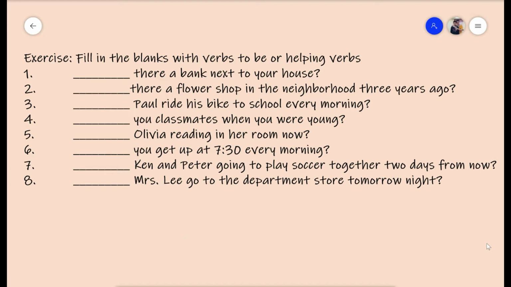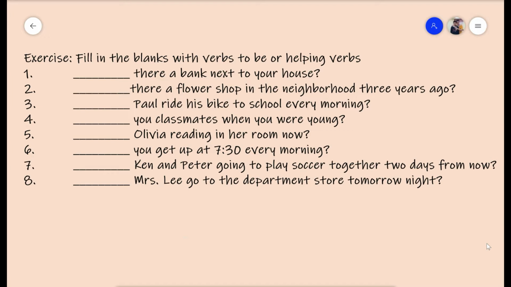We have learned 4 tenses so far: the present simple, the past simple, the future simple, and the present continuous tense. And I'm pretty sure that you guys are very familiar with the verbs to be and the helping verbs in these tenses, so I'm not going to explain them again. Instead, I'm going to teach you how to do questions like these.